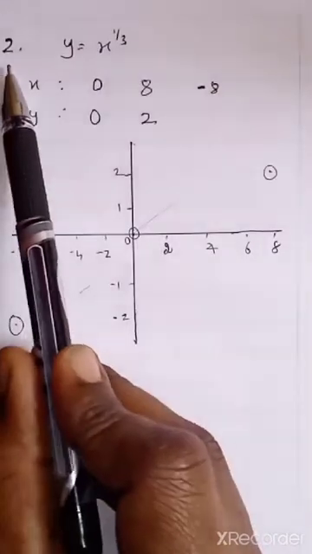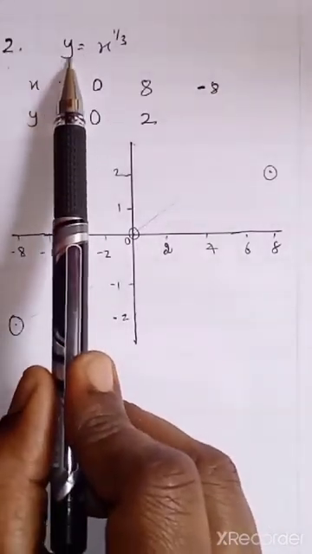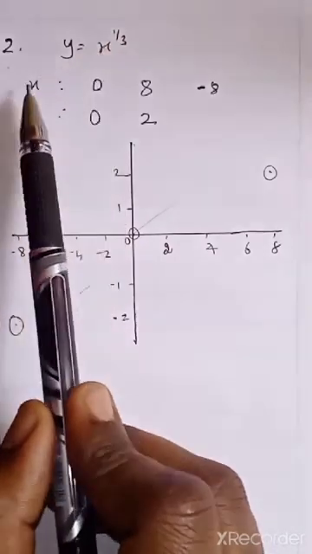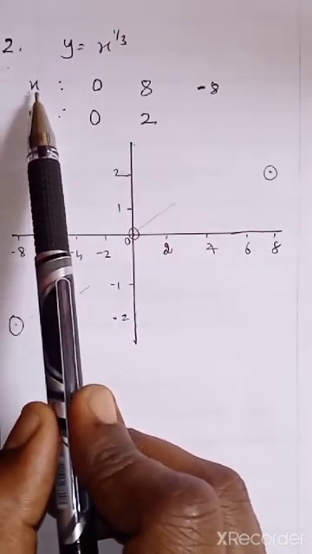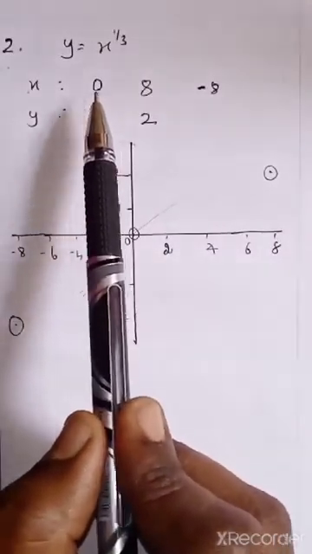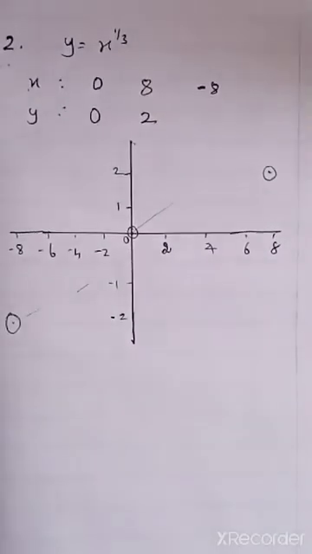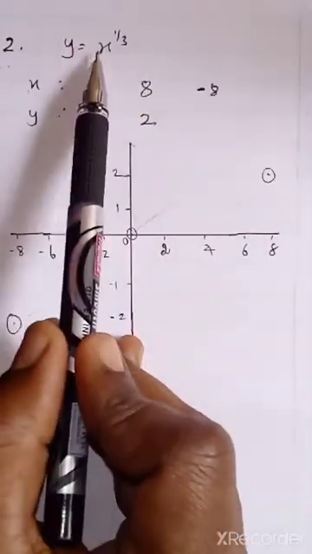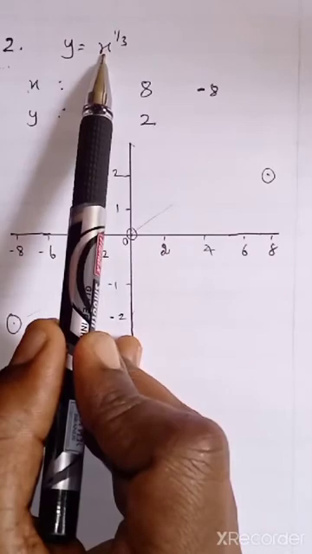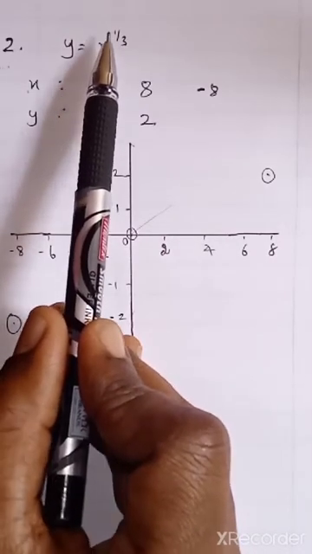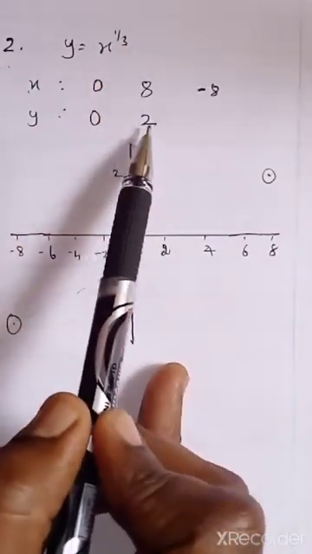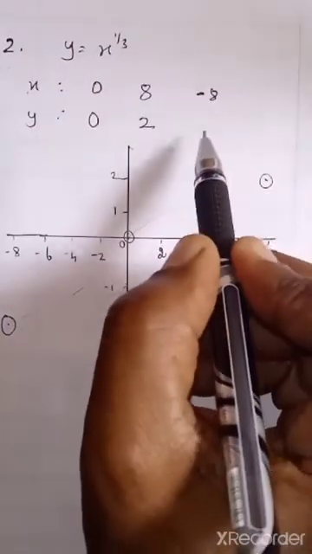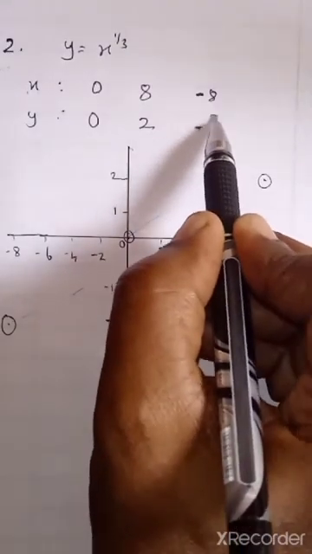So your second problem, question, is given as y equals x power 1 by 3, right? First, for the first graph we can plot the points x and y. When you take x equal to 0, y is also 0. When you take x equal to 8, 8 can be taken as 2 power 3, so the power 3 will get cancelled, so the y value is 2. Similarly, if you take x equal to minus 8, you will get y equal to minus 2.